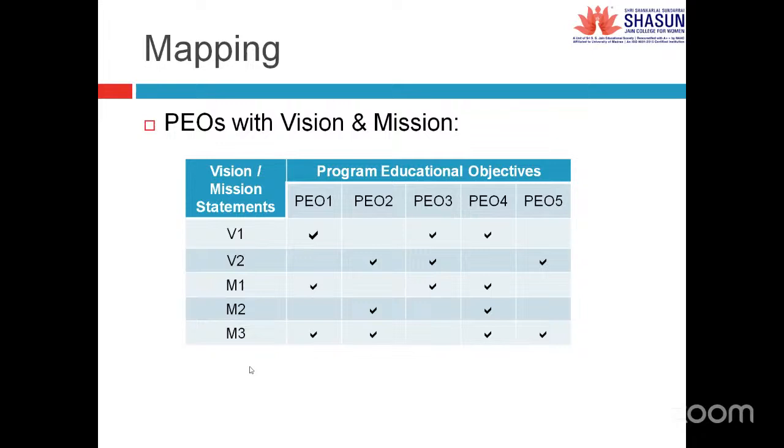This vision statement I have mapped with the program educational objectives. See, there are no numbers used in this mapping. I have just correlated: if there is a relation between the PEO and the vision statement, I have made a tick mark. This is not going to give any attainment. I'm not going to do any calculation out of this mapping. I am just tagging my objectives with the vision and mission statements. Again, I can call this a kind of tagging or mapping. Hope you're clear with this.